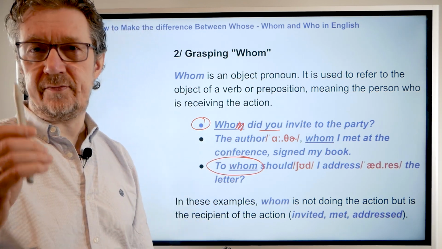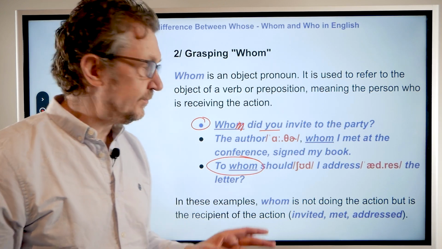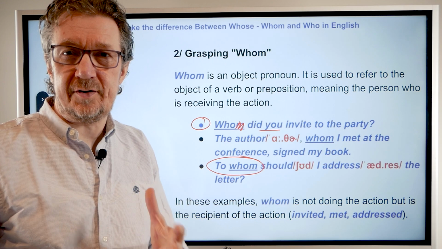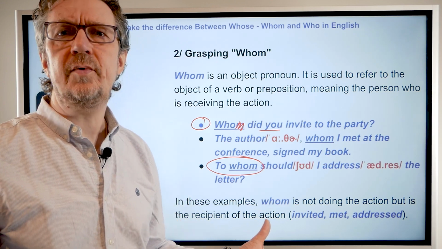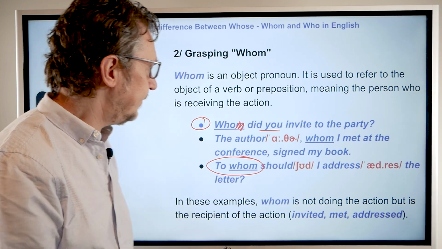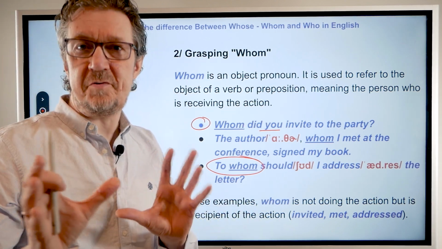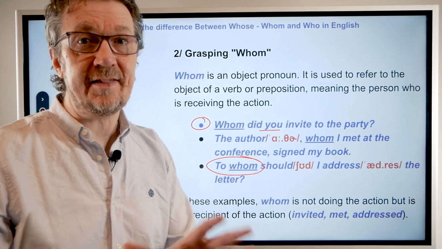In fact, I've even read in certain articles that people are saying you shouldn't even use whom here because it sounds like you're trying too hard. But you know what? If you want to get the English language right, then you need to use it. So please make sure that you know the rules, and if you want to break them, you can break them. That's up to you.